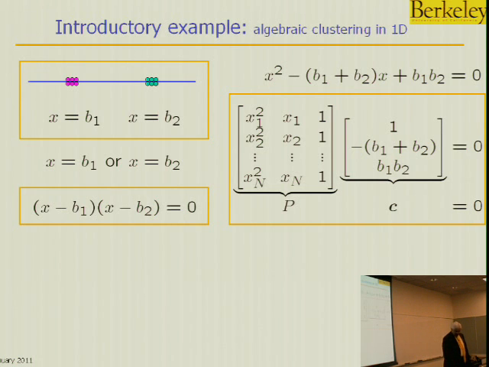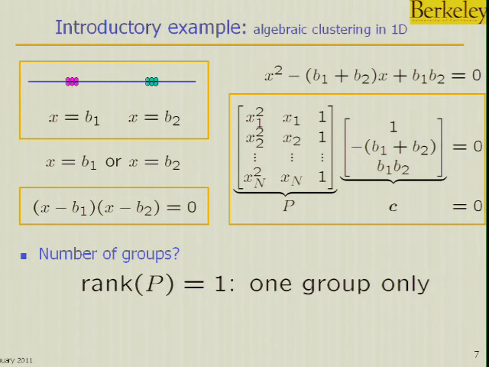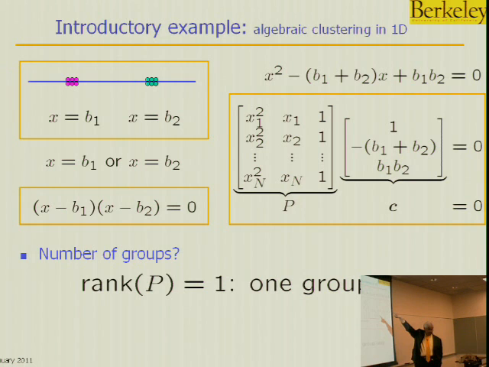But what are the number of groups? If the rank of P is equal to 1, that means there's only one group. Which means, if you had just x equals b1, the equation would have been x minus b1 equals 0, and you'd have had a null space already corresponding to x minus b1. And you'd have a second null space corresponding to x squared minus 2 b1 x plus b1 squared. So the rank deficiency would be 2, and the rank of P would be equal to 1. That would be one group.